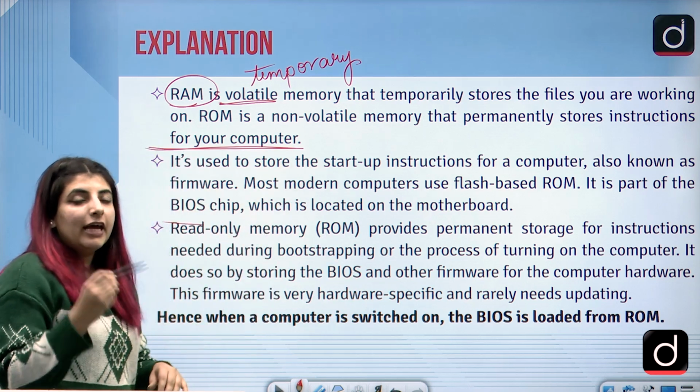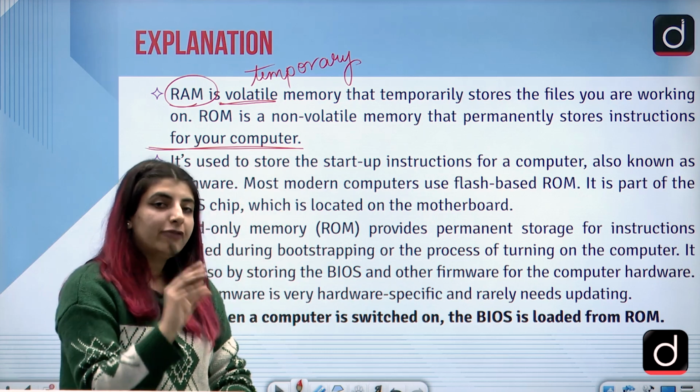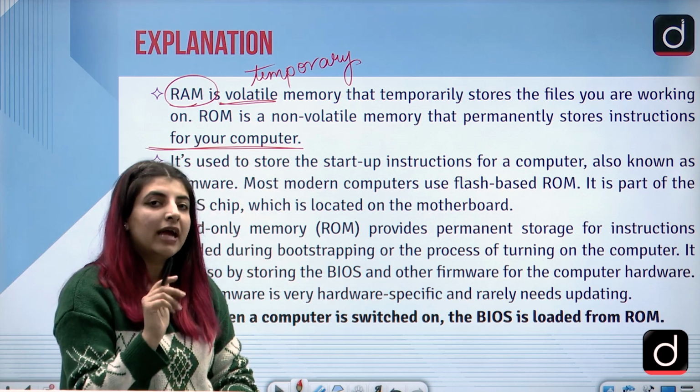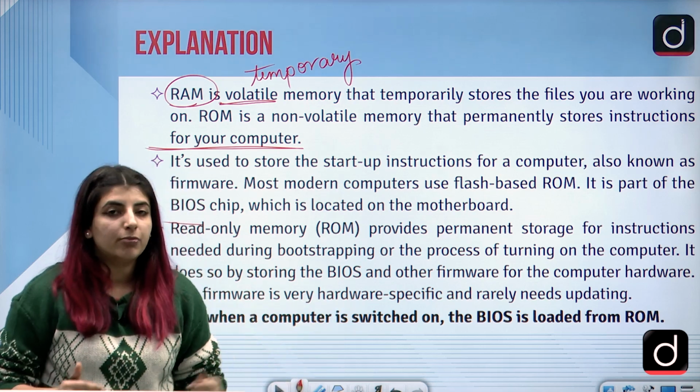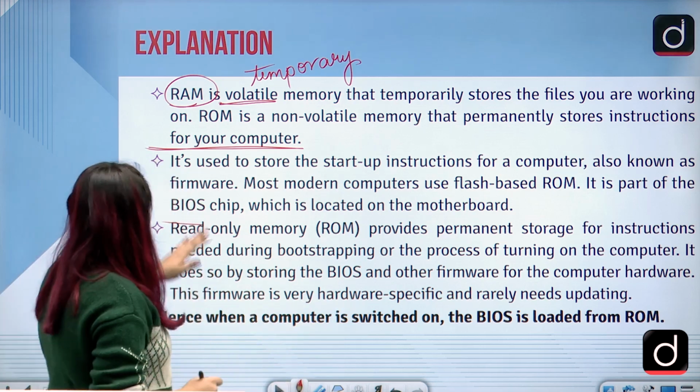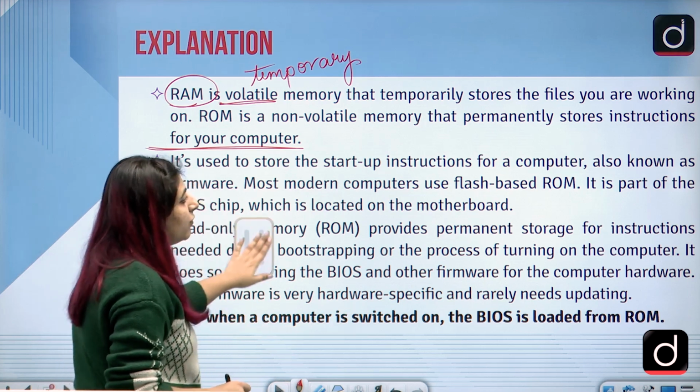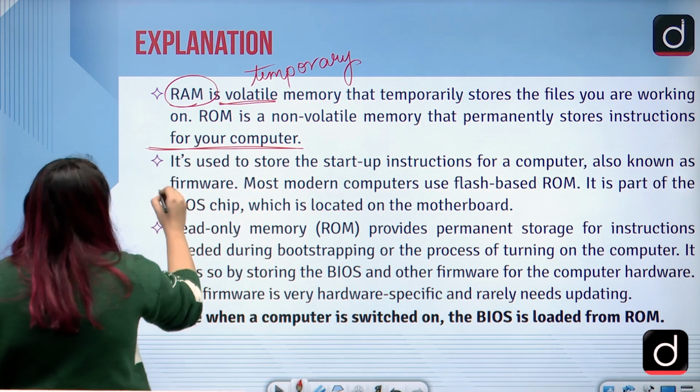So basically, if you are using the mouse, if you are putting it on a particular application, that is coding which has been given by the manufacturer, and that cannot be changed. The properties cannot be changed. It's used to store the startup instruction for a computer, also known as firmware.